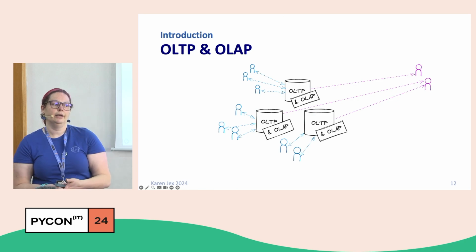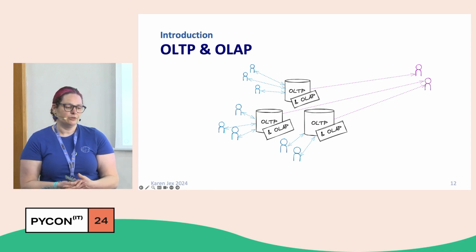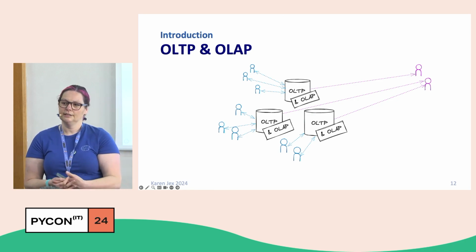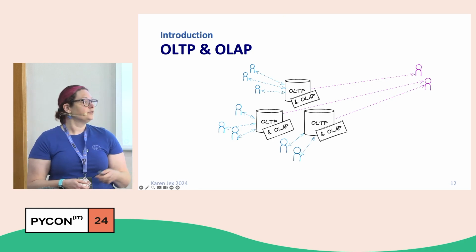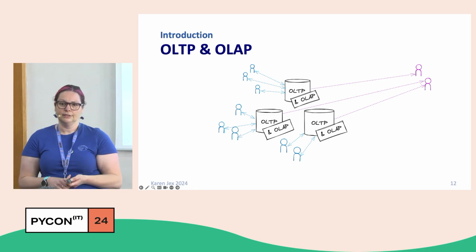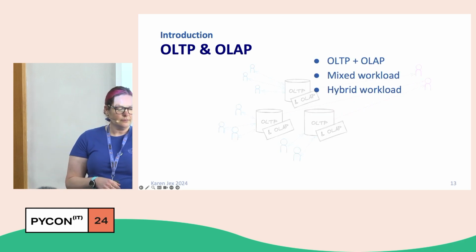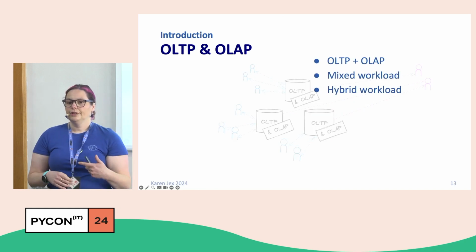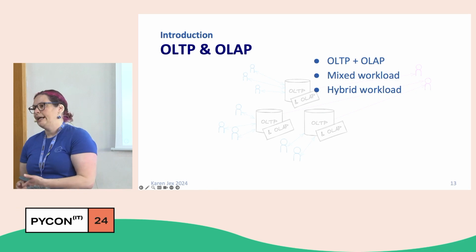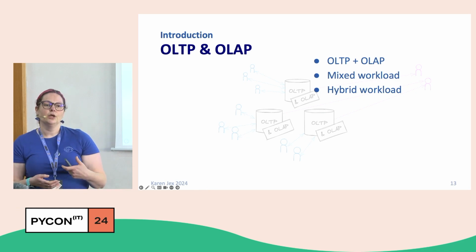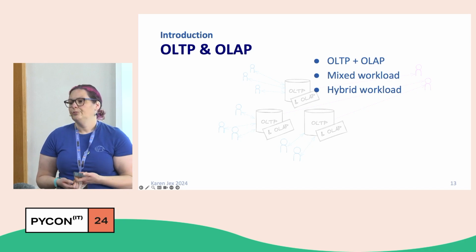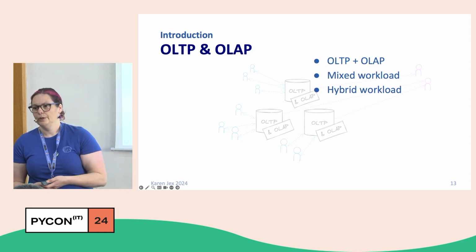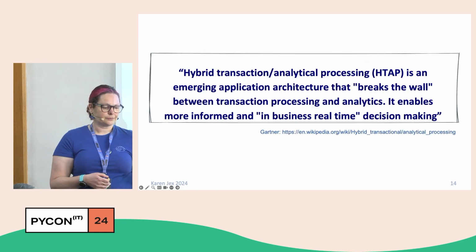It wants to get real-time information, real-time value and insights from the OLTP system. So that means often directly querying those systems. So wherever you've got this OLTP plus OLAP in the same database, you'll hear that called either a mixed or a hybrid workload, and that's the kind of thing that we're going to be talking about today.